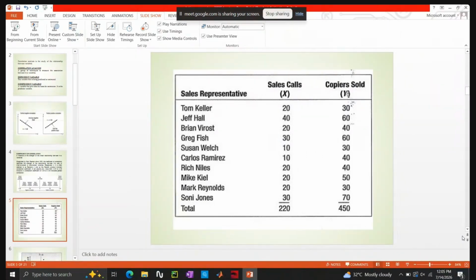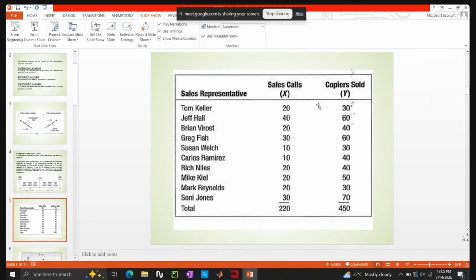And in the last column, the number of copiers that they have sold has also been listed. Let's say Mr. Fish has sold 60 copies, Mrs. Susan has sold 30 copies. So each of their sales call records has been listed, and also the number of copies that they have sold. Now, let's say the company wants to find a correlation or a regression model which relates the number of sales calls a representative is receiving with the number of copies he is selling, just like the earlier example I have shown you.